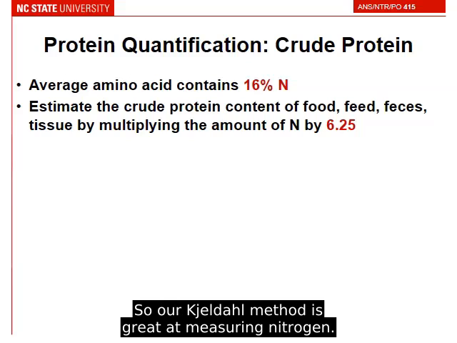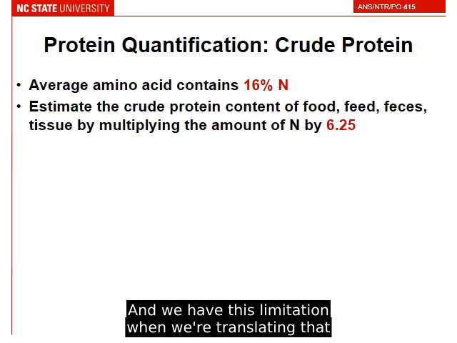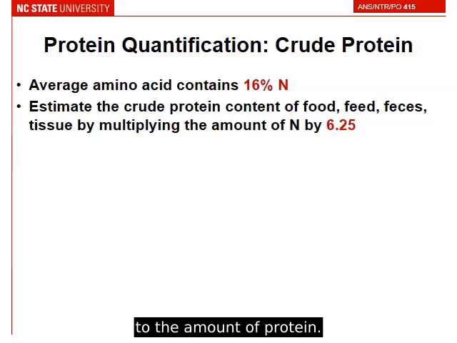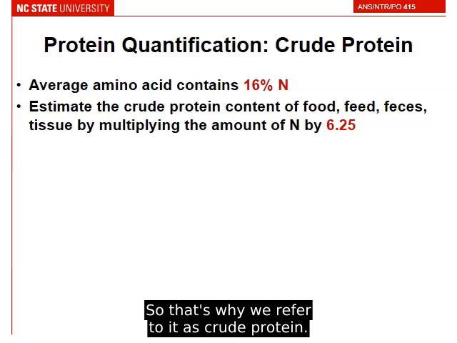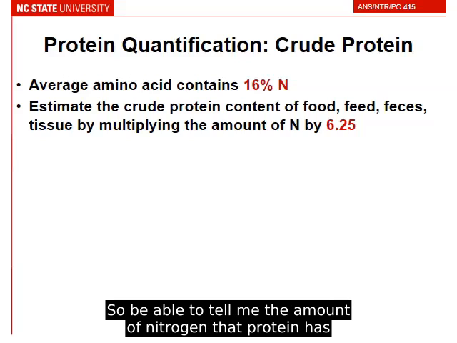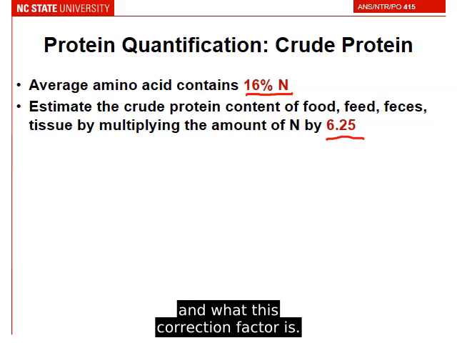So our Kjeldahl method is great at measuring nitrogen, and we have this limitation when we're translating that to the amount of protein. That's why we refer to it as crude protein. Be able to tell me the amount of nitrogen that protein has and what this correction factor is.